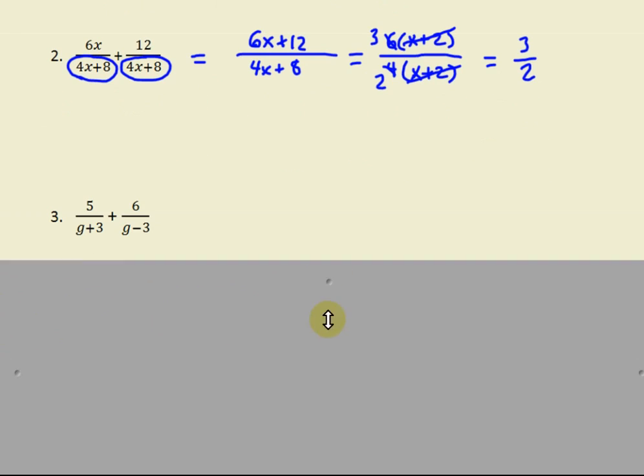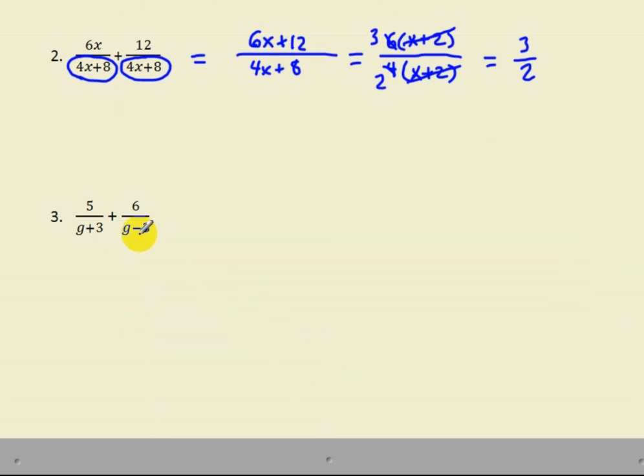Okay, number 3. Here we do not have a common denominator yet. And so we need to find the least common multiple of these two expressions, g plus 3 and g minus 3. And one way to get that is to go ahead and multiply the two together. And in this case, that's definitely what we're going to need to do. So we have g plus 3 times g minus 3. There's our common denominator. The way we adjust this denominator to get this denominator is to multiply by g minus 3. That means we also need to multiply this 5 times g minus 3.